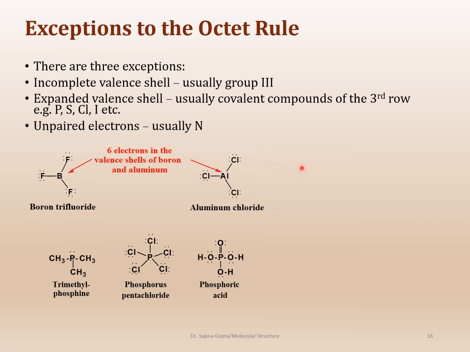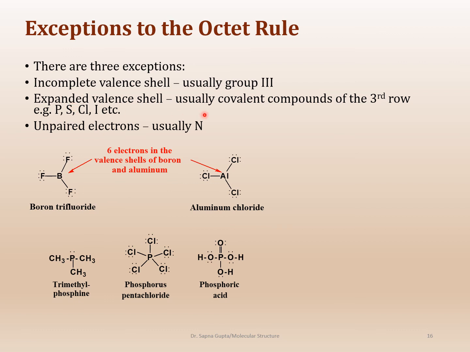The way the bonding occurs is usually by pairing, and that's why the third one here, the unpaired electron, is an exception. Let me go through all of these. The incomplete valence shell is usually for group number 3 because it only has 3 electrons. So it can share only 3 electrons, and once it shares the 3 electrons, it is only 6. Therefore, this is an incomplete valence shell.